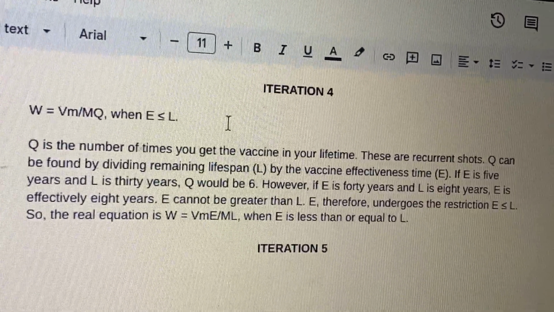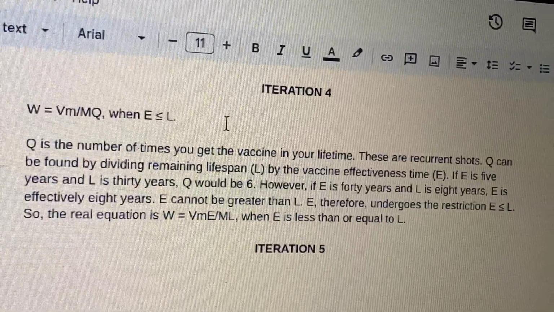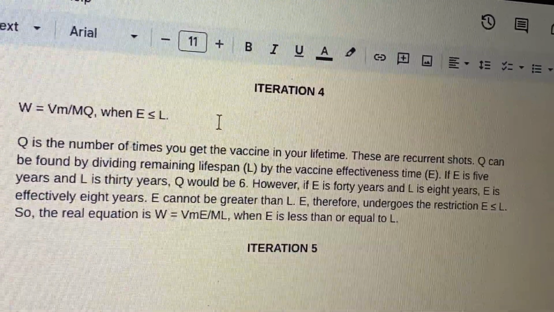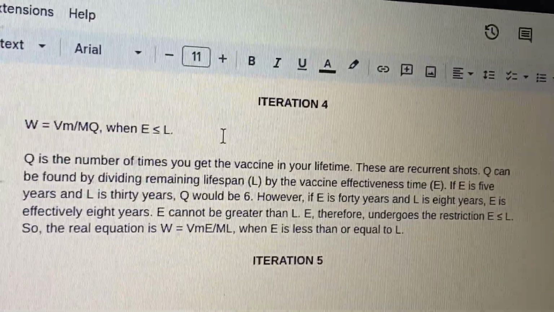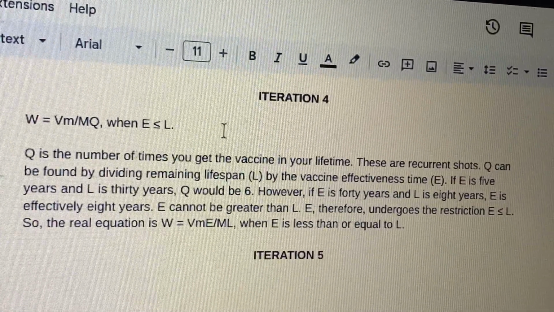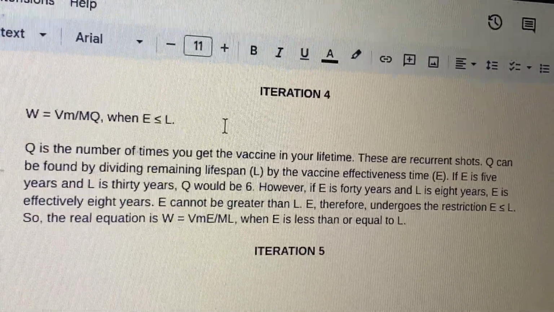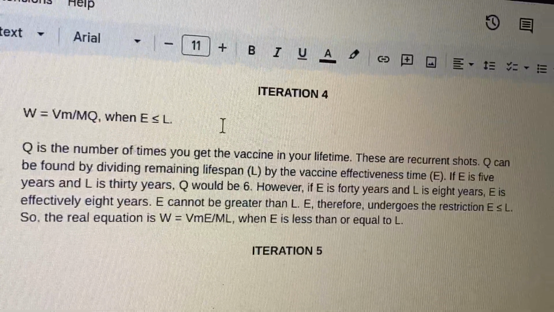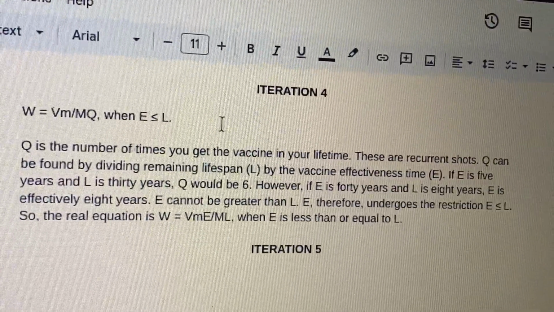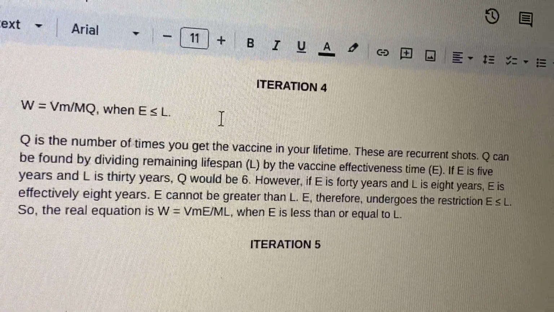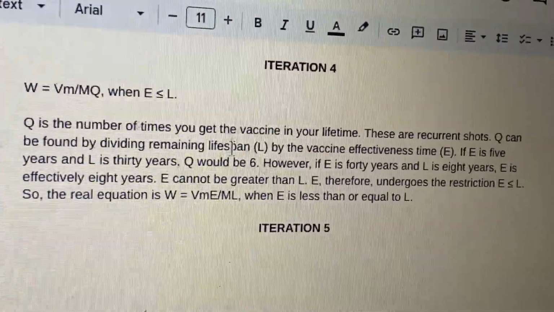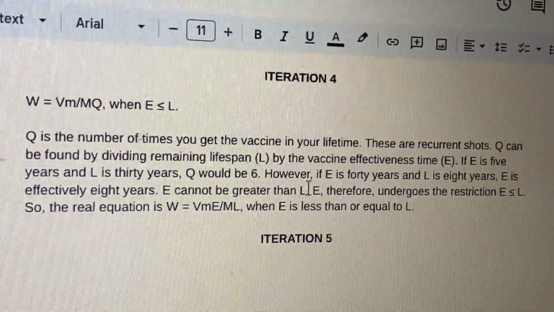Q can be found by dividing the remaining lifespan by the vaccine effectivity time. So if E is 5 years, then L is 30 years, Q would be 6. However, if E is 40 years and L is 8 years, E is effectively 8 years. E cannot be greater than L. It doesn't make sense for E being greater than L.